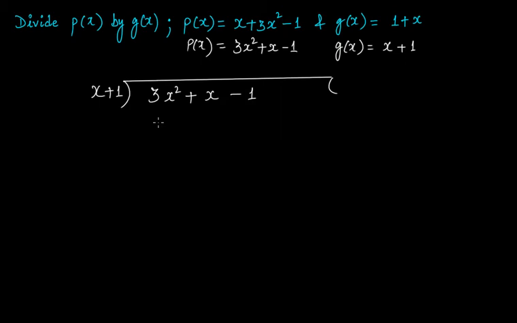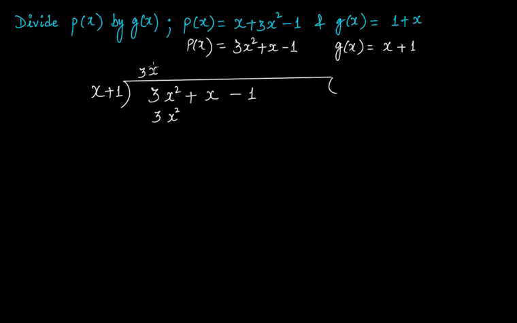Okay, now this first term, pay attention to this first term. This is 3x squared, and pay attention to this first term in this divisor. This is x and 3x squared. Okay, what can we do? By what should we multiply x, so that we get 3x squared? Simply multiply this by 3x. So x times x will make you x squared. And if you want 3 here, so 3x multiplied by x will be 3x squared.